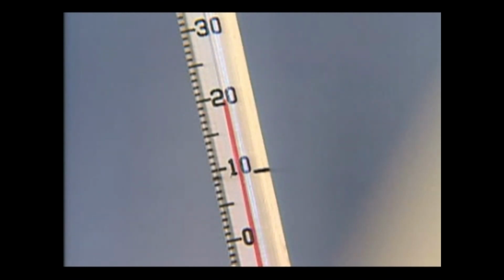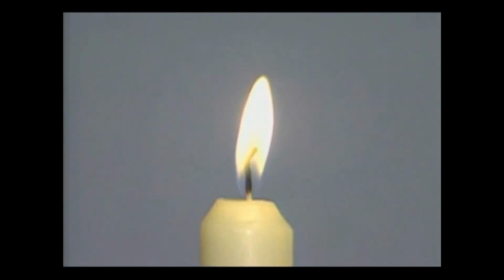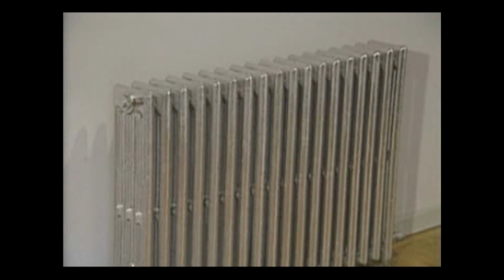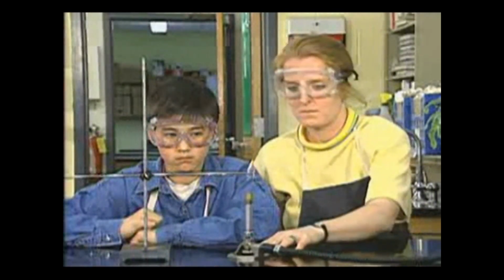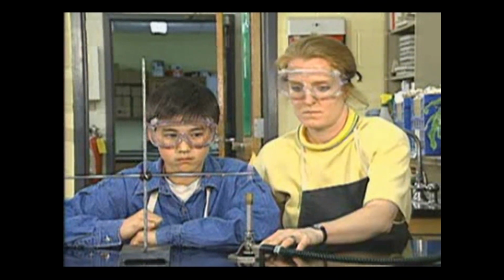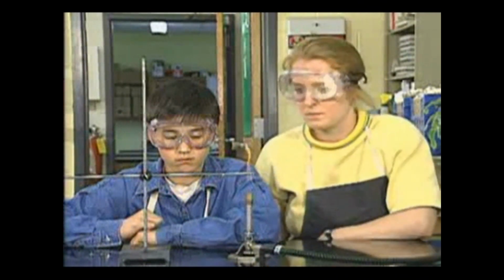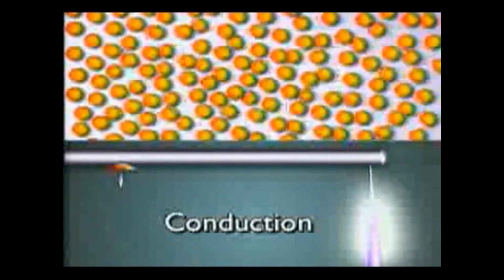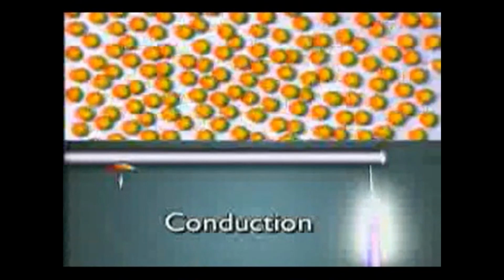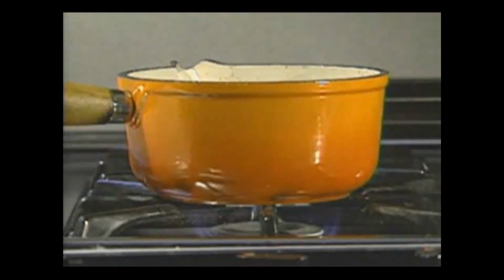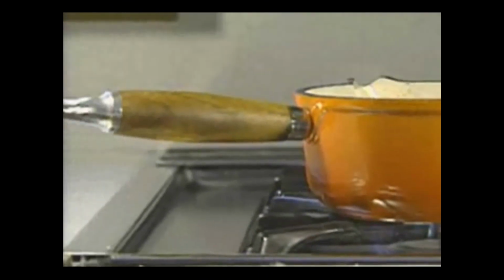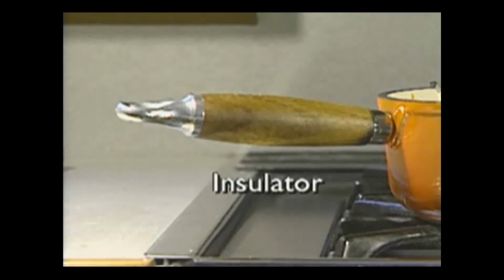But temperature is not the same thing as heat. The flame of a candle, for example, has a higher temperature than a radiator. But the radiator can give off more heat. We saw that heat is transferred from one place to another in different ways. Heat can be transferred through conduction when vibrating molecules collide with other molecules and pass on their energy. Some materials, like metal, are good conductors. Things that are poor conductors are called insulators.